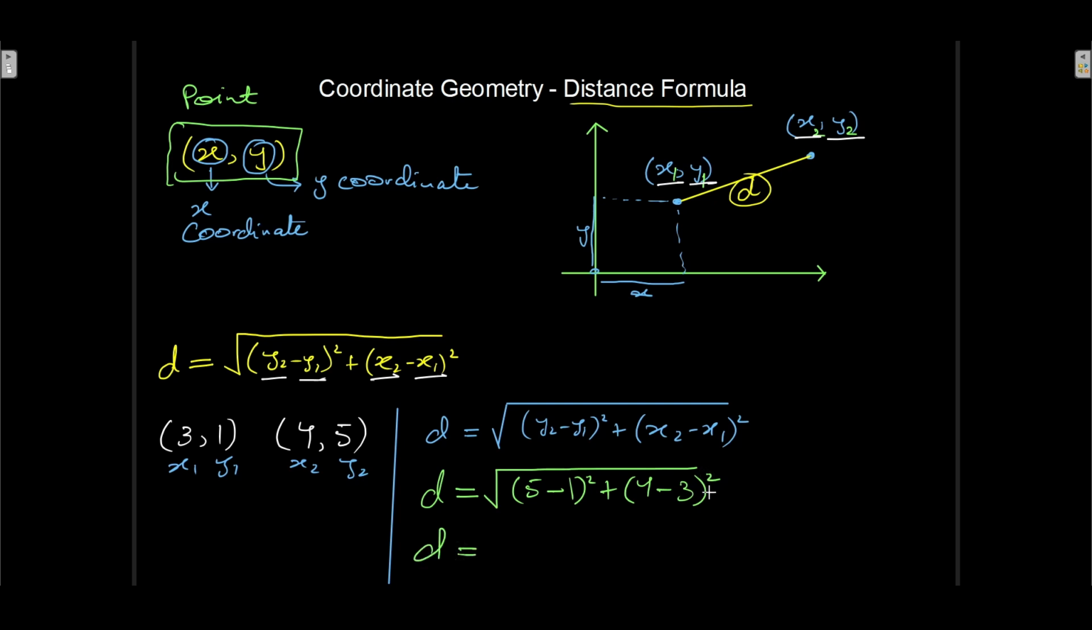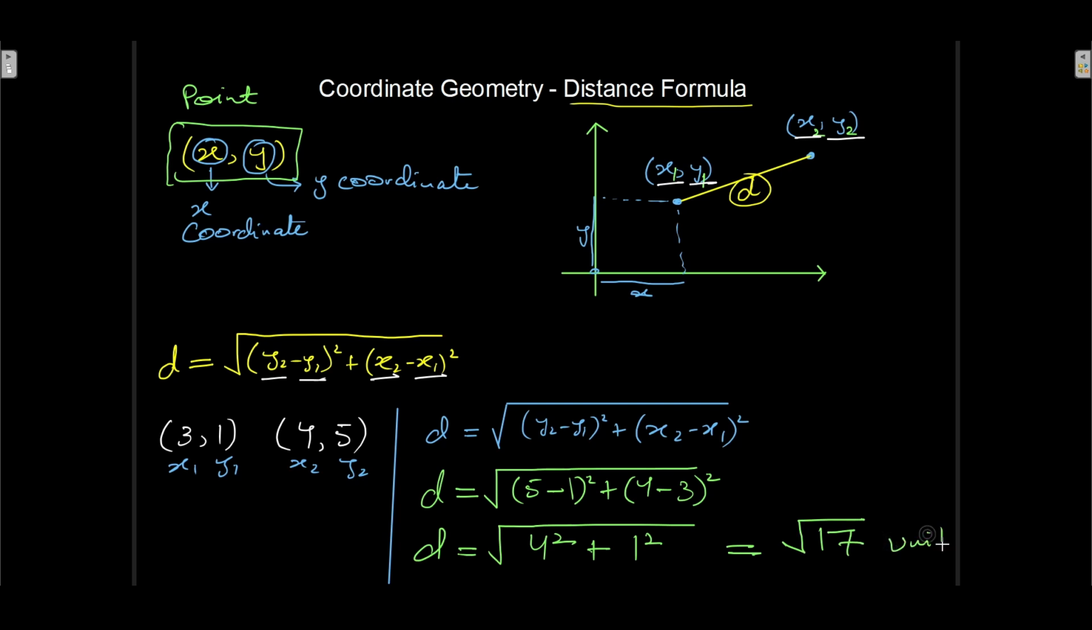Now all you need to do is just simplify this bit of information over here. So 5 minus 1 will give you a 4 whole squared plus 4 minus 3 whole squared is just 1 whole squared. So the value of 4 whole squared will give you a 16. 1 whole squared will give you just a 1. So 16 plus 1 will give you a 17. But don't forget to put it under the square root.